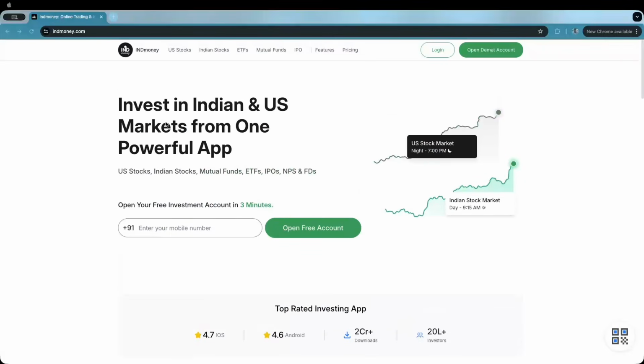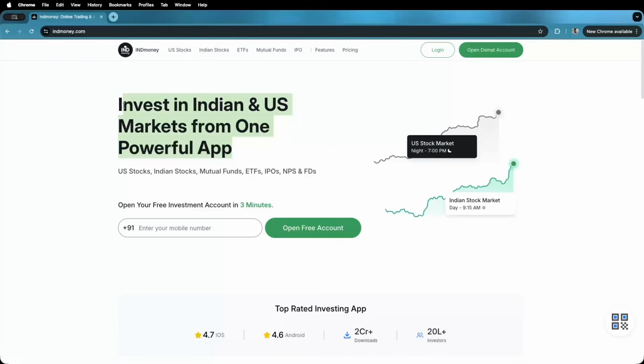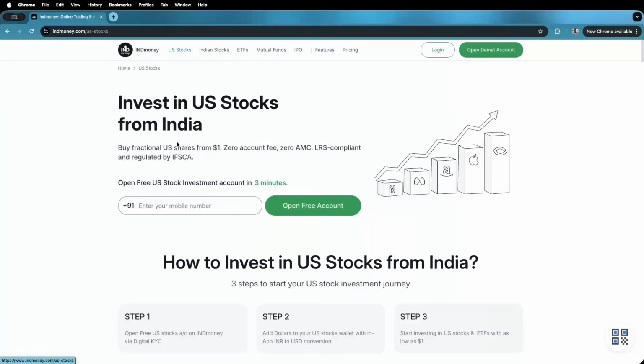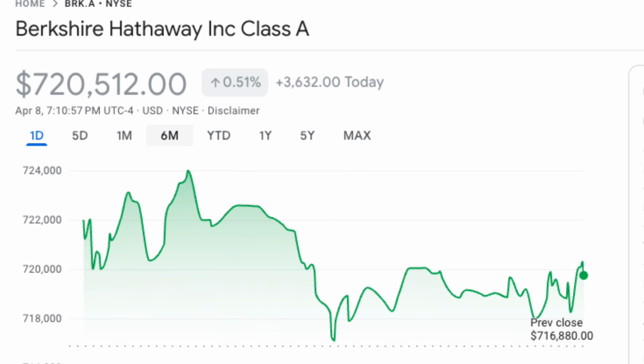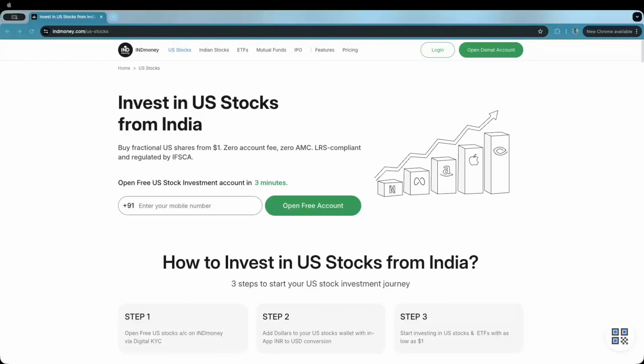The first one is INDmoney. It's quite easy for a beginner. If someone as a beginner wants to explore this, I think this portal would be the best, especially for US stocks, because here you can buy fractional US shares from $1. Currently Berkshire Hathaway's price is 700,880 US dollars, which is approximately 6 crore 45 lakh for one share. Of course a lot of people won't be able to afford it, so we need a broker that gives an option of buying fractional US shares, less than one share, like 0.5 share, 0.1 share, and so forth. And INDmoney allows that.